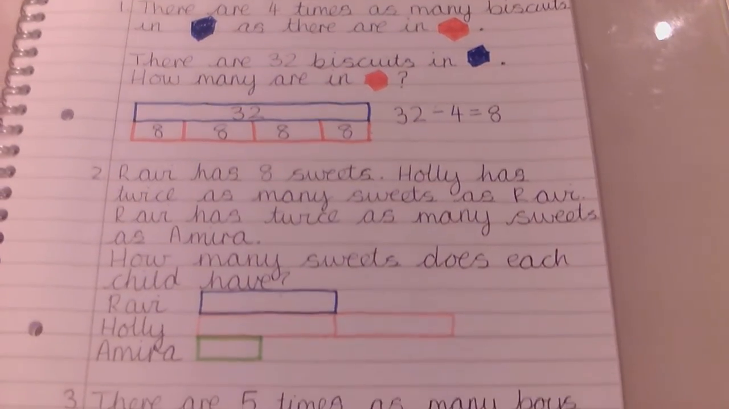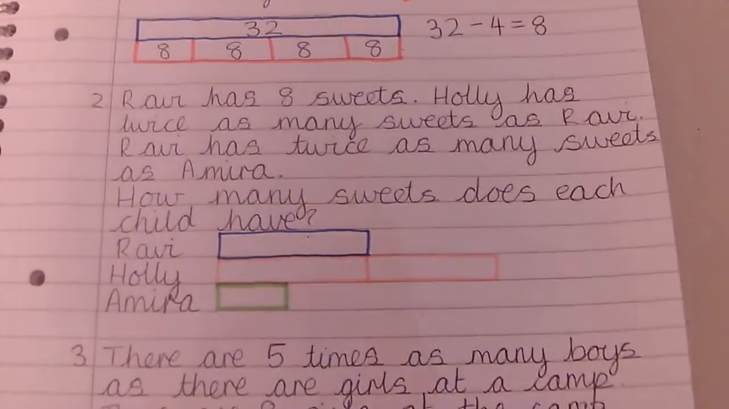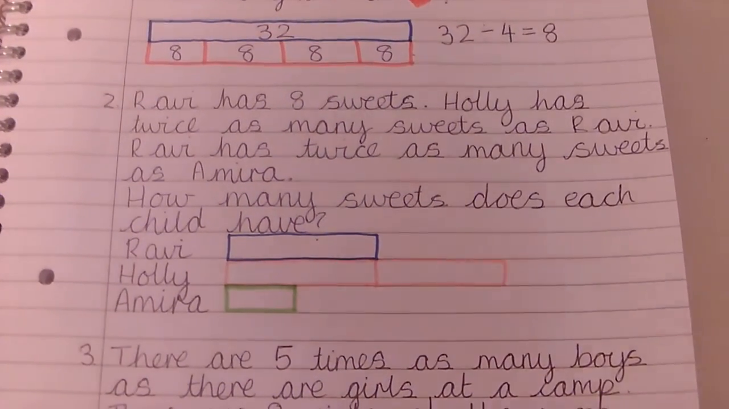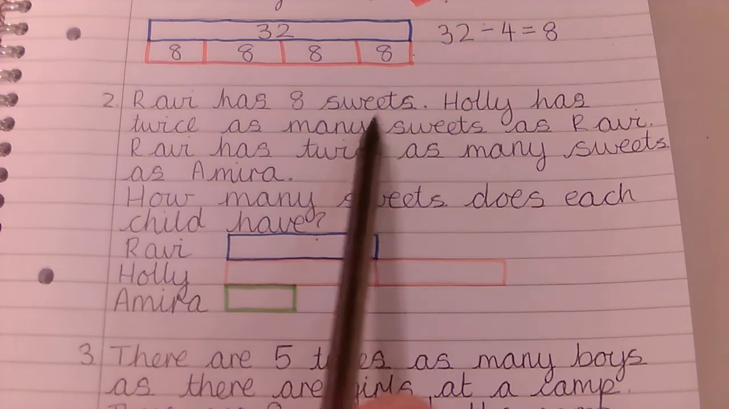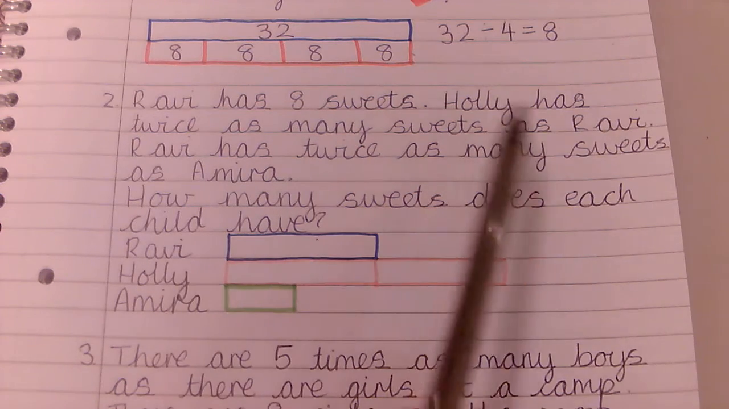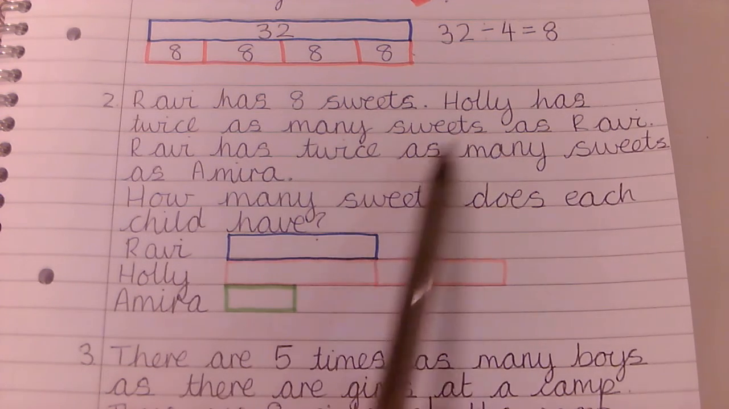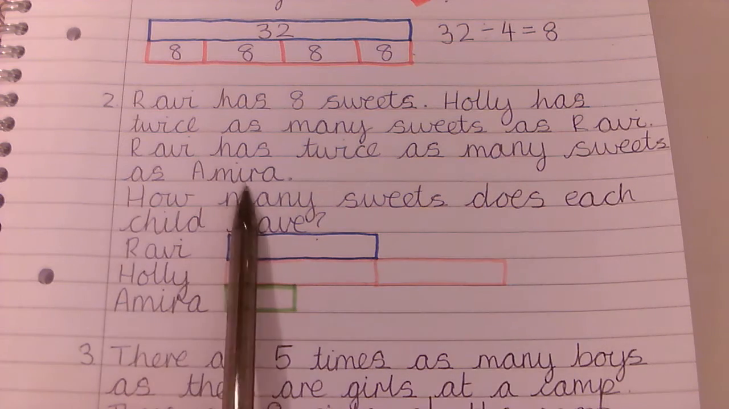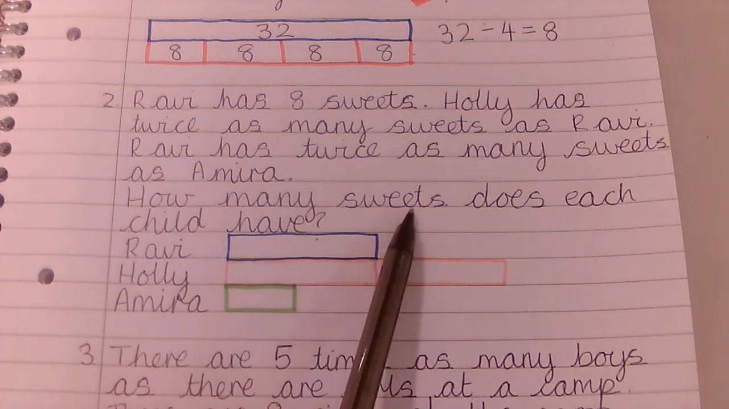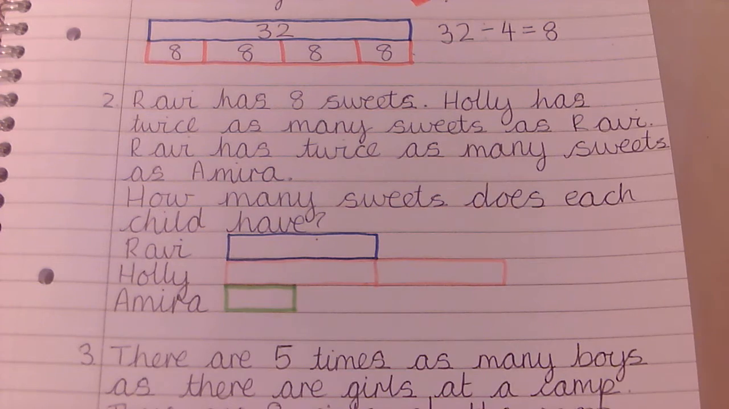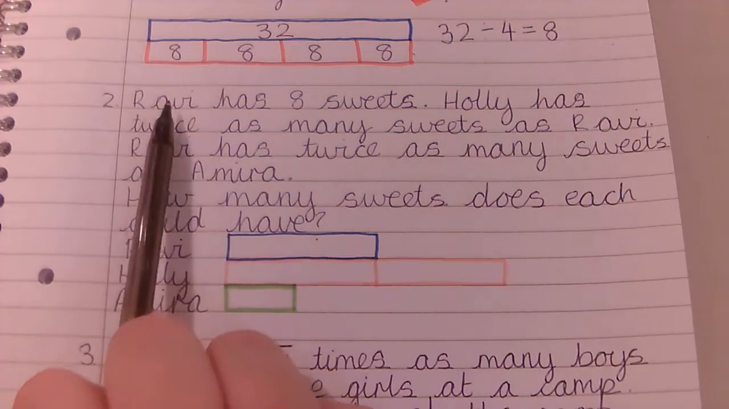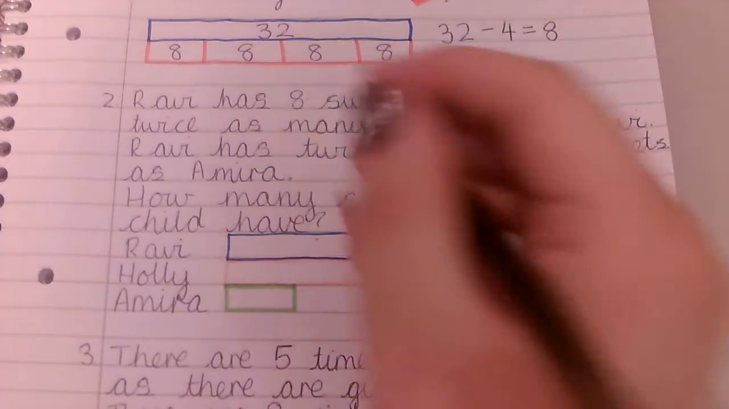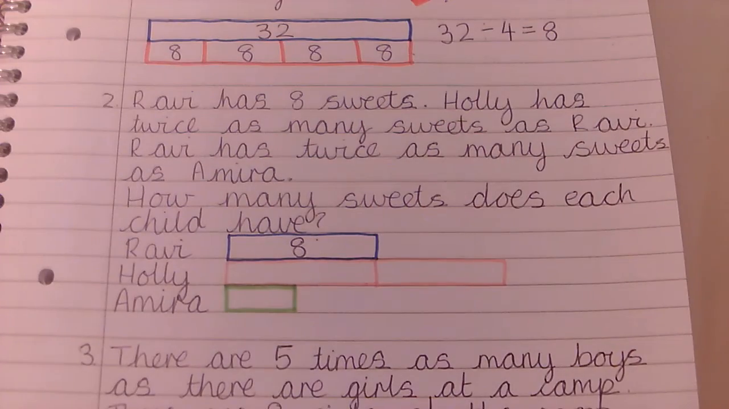Now let's move on to number 2. As you can see, question number 2 has quite a lot to it, so we're going to take our time with this one. Ravi has 8 sweets. Holly has twice as many sweets as Ravi. Ravi has twice as many sweets as Amira. How many sweets does each child have? There's a lot of information there, so we're just going to go through one person at a time. We'll do Ravi first, because we know from the first sentence Ravi has 8 sweets. That one's easy.